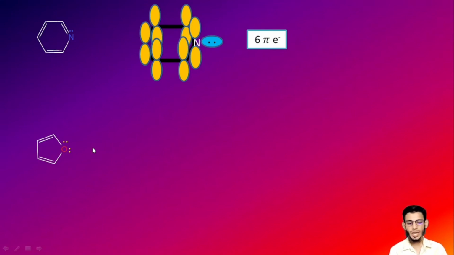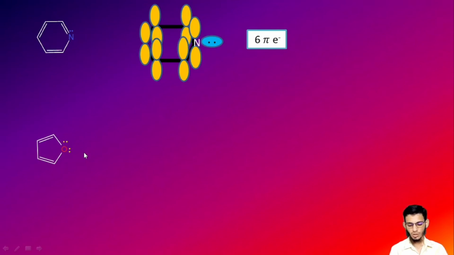Next example. Simply pause the video and count and solve it on your own, whether it is aromatic, not aromatic, or anti-aromatic. Pause the video and solve it.